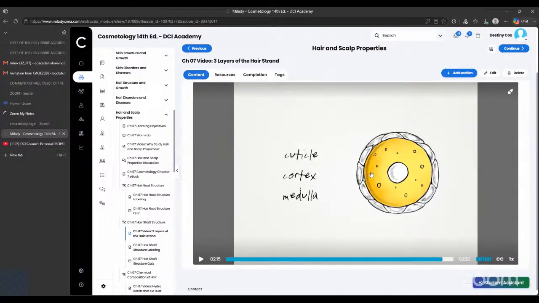This information is hundreds of years old, y'all. And as you can see in 2026, we're doing it again. Okay. This information is hundreds of years old. And as you can see, we are doing it again. Okay. Cuticle, cortex, and medulla. And so if you don't understand this component, you can't possibly tell someone how to treat their hair.